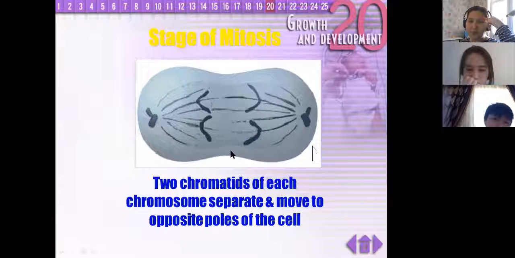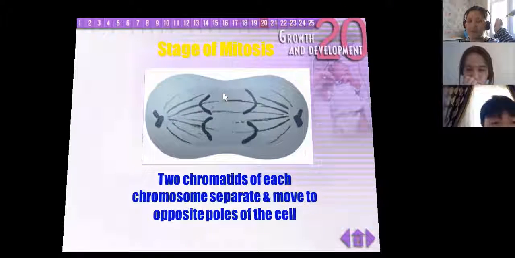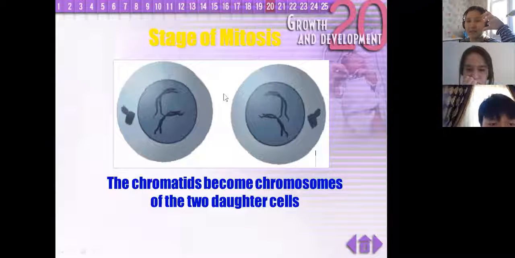Of course, the cytoplasm, the jelly-like structure, is also separated. So the 2 chromatids of each chromosome separate and move to opposite poles in the cell. This is called anaphase. And finally, when their bodies are separated, it is called telophase. Their body has already divided. So chromatids become chromosomes of 2 daughter cells.